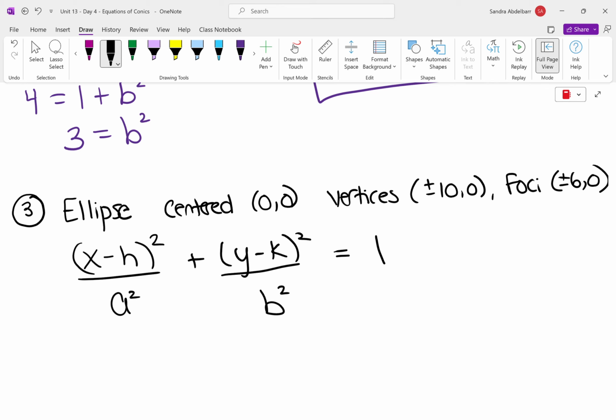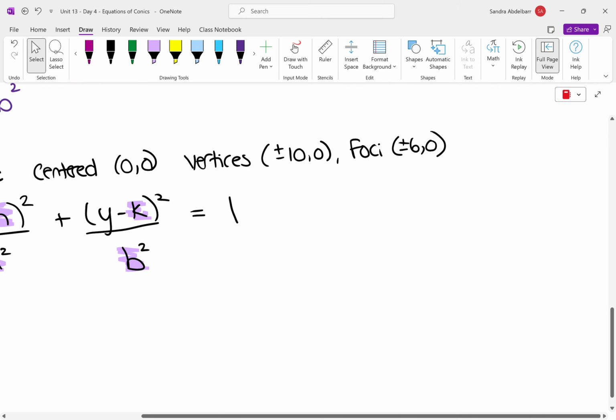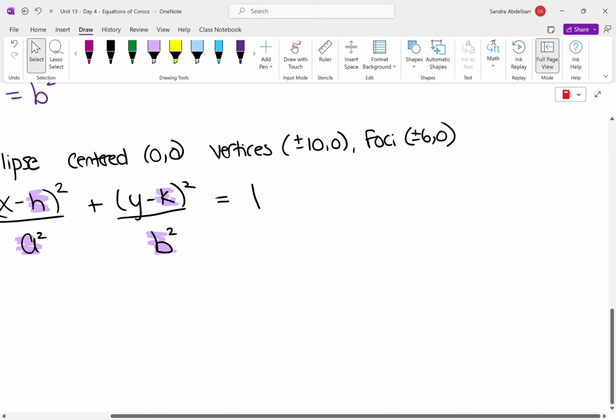Just for fun, let's pretend this was a vertical ellipse. How would this equation change? The b squared would be under the x, and the a squared would be under the y. So basically, in an ellipse, a is always bigger. Wherever a is, that's the major axis. All right, so now I need to find h, k, a, and b. I'm going to do a quick sketch.